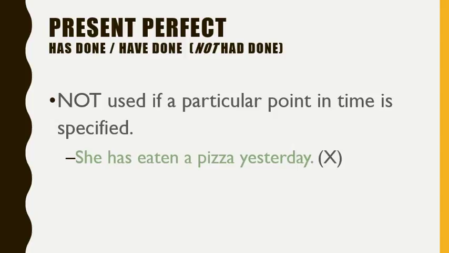If you say she has eaten a pizza yesterday, this is a problem because you have the word yesterday. That's a specific point in time, and you cannot use the present perfect for that. Okay, you would have to say she ate a pizza yesterday. Okay, so that's the distinction between the present perfect, which is an unspecified time, and the past tense, which is a very specific point in time.